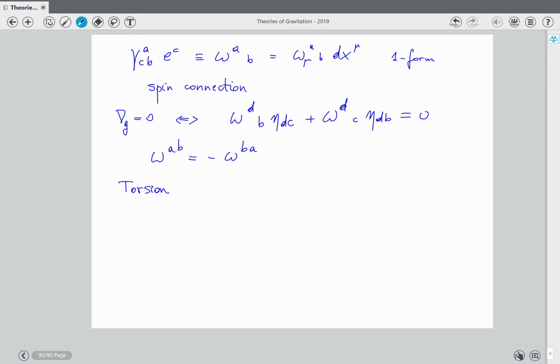So torsion. Let's see how to write the torsion. Let's recall that T(X, Y). So again, we want to convert the definitions from vector fields to differential forms. These are vector fields.